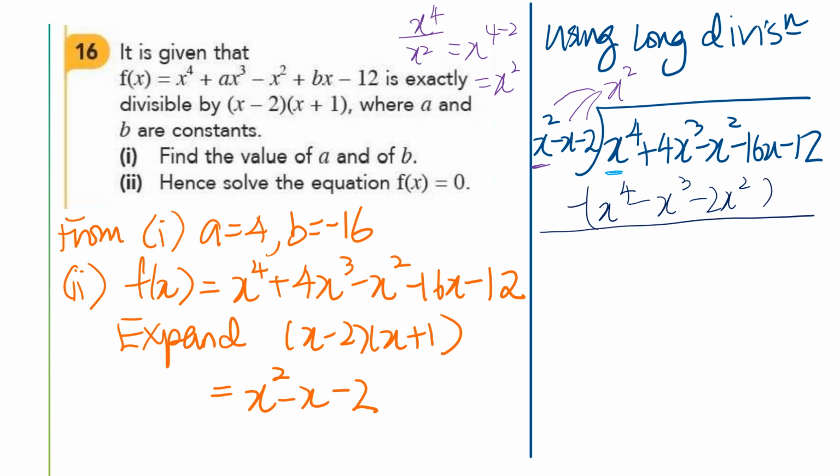Right, and then you take your dividend and minus away x to the power of 4, and you will end up getting 5x to the power of 3 plus x squared minus 16x minus 12. So this becomes your new dividend. So you repeat the process. Take the first term of your new dividend and divide by the first term of your divisor. So 5x cubed divided by x squared will give you positive 5x. Right, so you multiply back again.